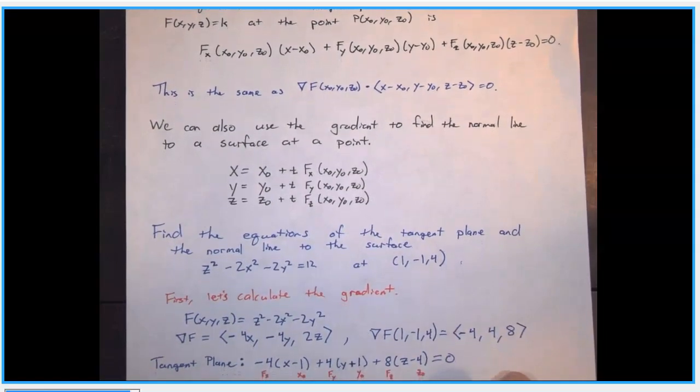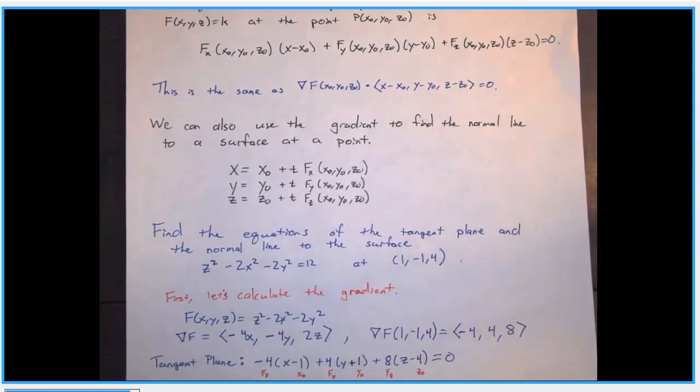So here is my tangent plane. I have negative 4, which was the partial derivative of f with respect to x, times x minus 1. 1 was my x naught, plus 4, which was my partial derivative of f with respect to y, times y plus 1. My y naught was negative 1, so y minus negative 1 becomes y plus 1, plus 8, which was my partial derivative with respect to z, times z minus 4, which was my z naught. So there's my tangent plane.